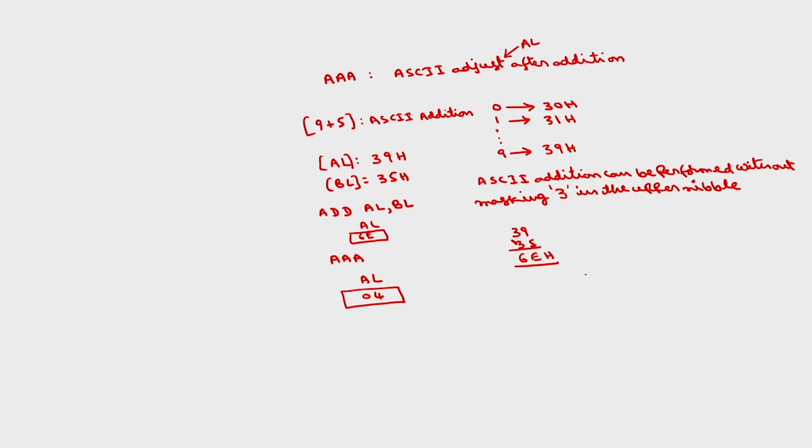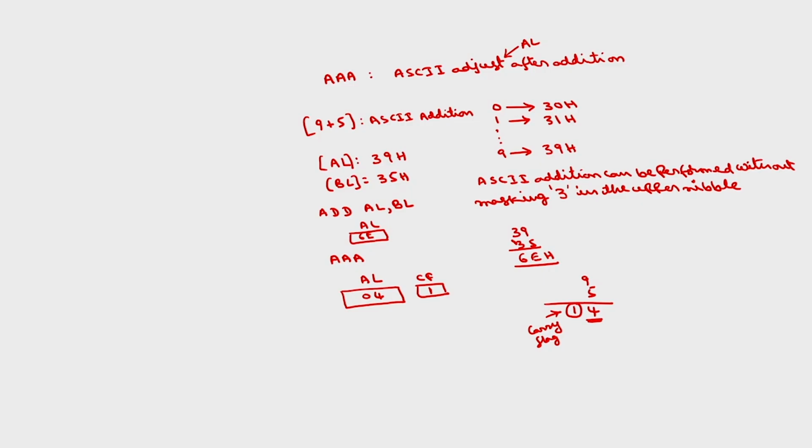Why 04? 9 plus 5 is in fact 14. So the carry flag will be set, and the result is only 4, because AL is an 8-bit register and will store only 8 bits. So the 16-bit result is not stored, but the carry flag will be set here. If I want this result in ASCII, 9 plus 5 should be 14. For 1 the ASCII code is 31H, for 4 the ASCII code is 34H.